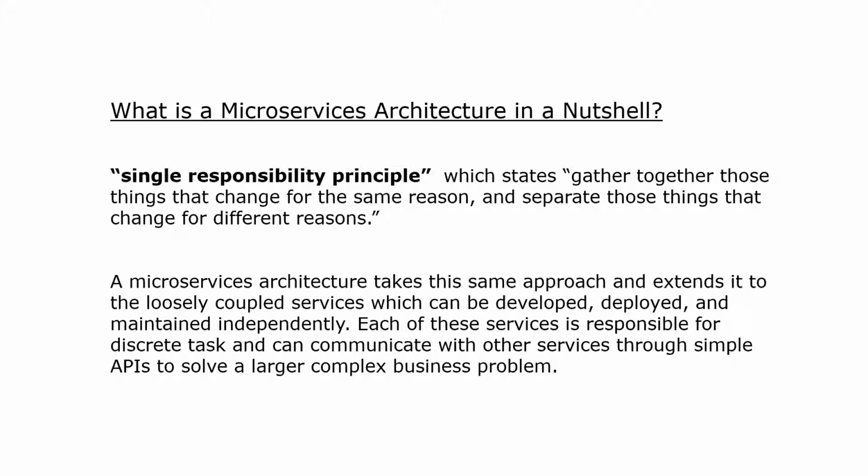So what does this principle say? It states that you gather together those things that change for the same reason and separate those things that change for different reasons, right? For example, instead of larger teams working on a single application, when we want to develop different modules, how do you identify those modules? This is where the single responsibility principle comes into the picture.